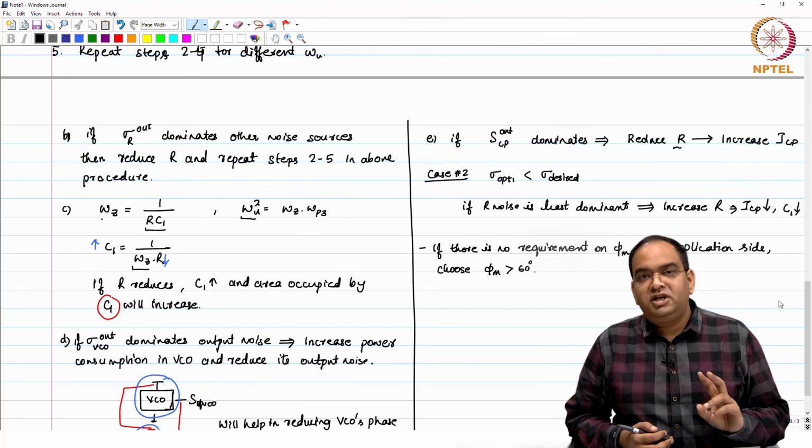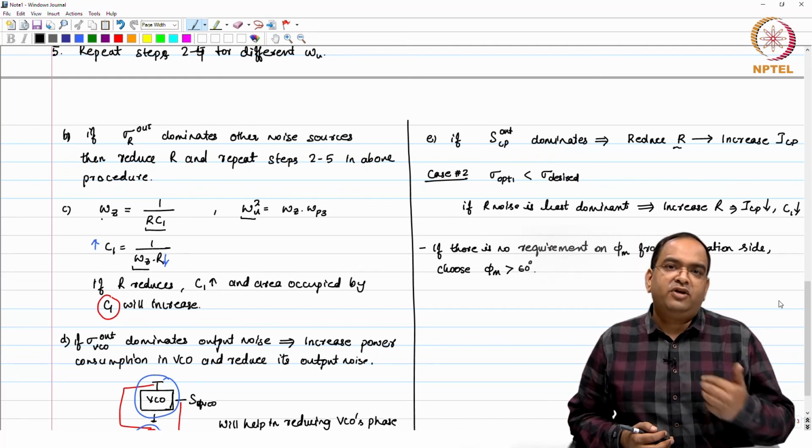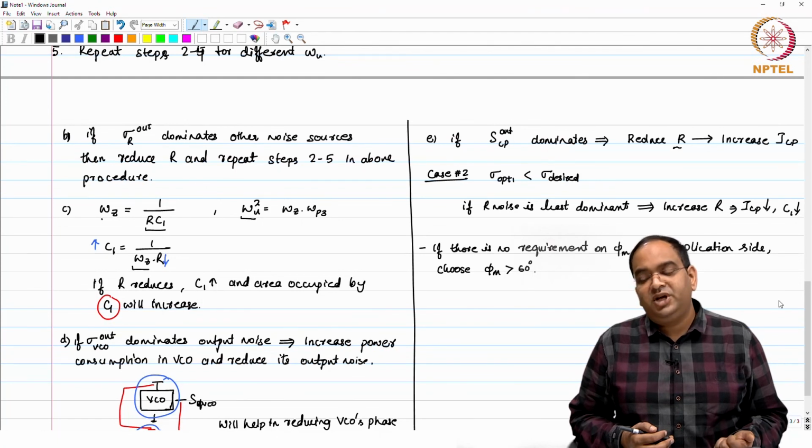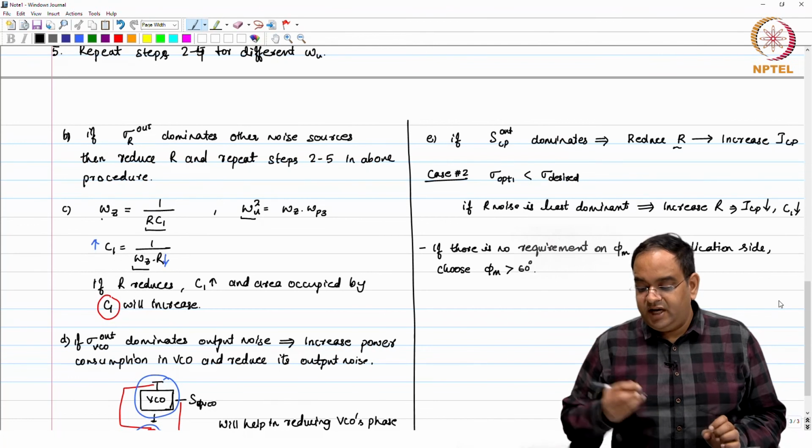So, there will always be a trade off. If you want a larger phase margin, your capture area will be large. So, that is something which you need to always keep in mind, right.